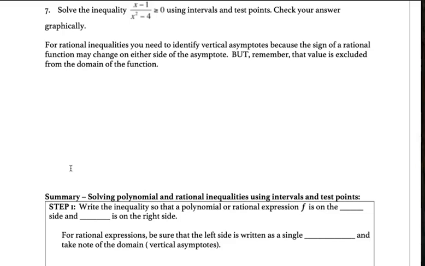Then the next one is: solve the inequality using intervals and test points. Check your answer graphically. So in this case, it'd be (x - 1)/(x² - 4). You make the numerator equal to 0, so x - 1 = 0, so x = 1. Where are your vertical asymptotes? From x² - 4, they are 2 and -2. And there's a horizontal asymptote, but that's not important for us.